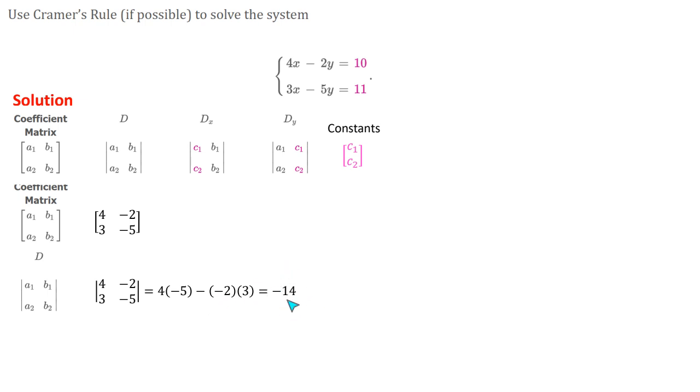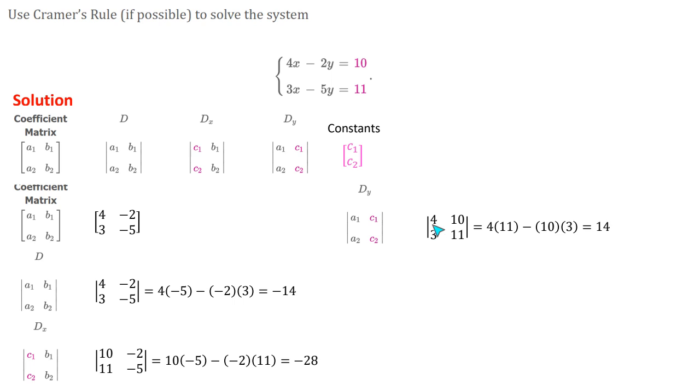Then we need Dx. So let's write Dx. Instead of the a's here, we write the constants, which are 10 and 11, and our y column is still -2, -5. Find the determinant: 10 times -5, minus -2 times 11. We get -28. And the last one, we're going to do Dy. We replace the b's with the constants, so it will look like this: 4, 3, 10, and 11. 4 times 11 minus 10 times 3 gives me 14.